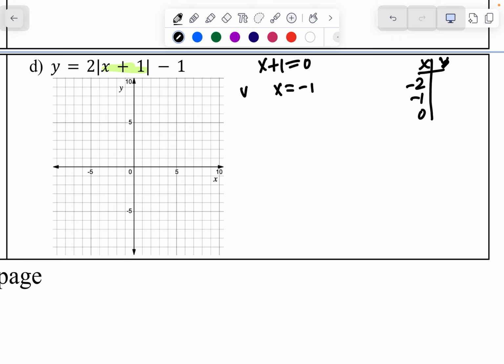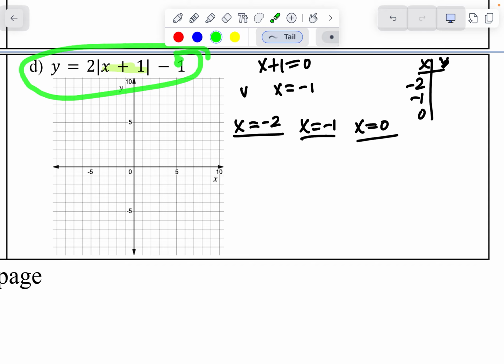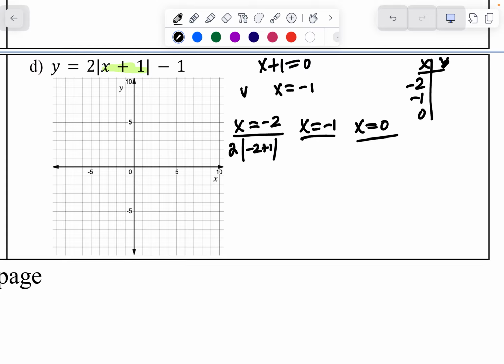Negative 2, negative 1, and 0. So we're just substituting that into our function. Follow your order of operations. The absolute value makes it positive. Okay, so we get 2 times the absolute value of negative 2 plus 1 minus 1.